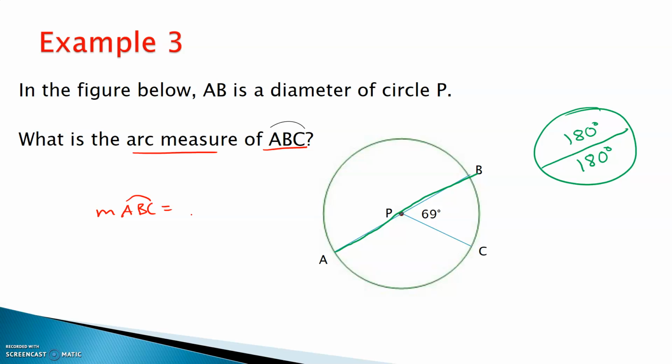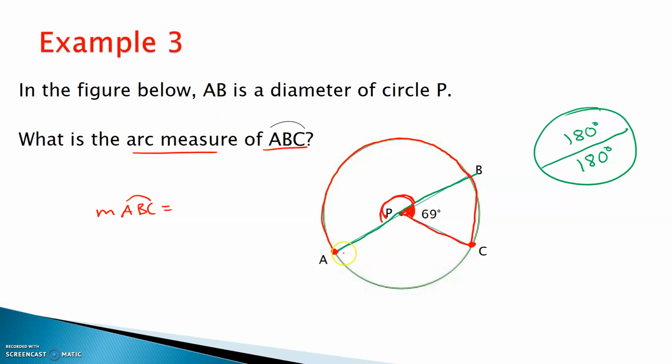First I have to identify it. This is going to be the major arc because they use 3 letters. So I have to go the long way. I start at A, run through B, pass B, and end up at C. They're asking for the entire angle that's holding up that major arc. There's 69 degrees right here, and that's already taken up. How many degrees are just in this section?